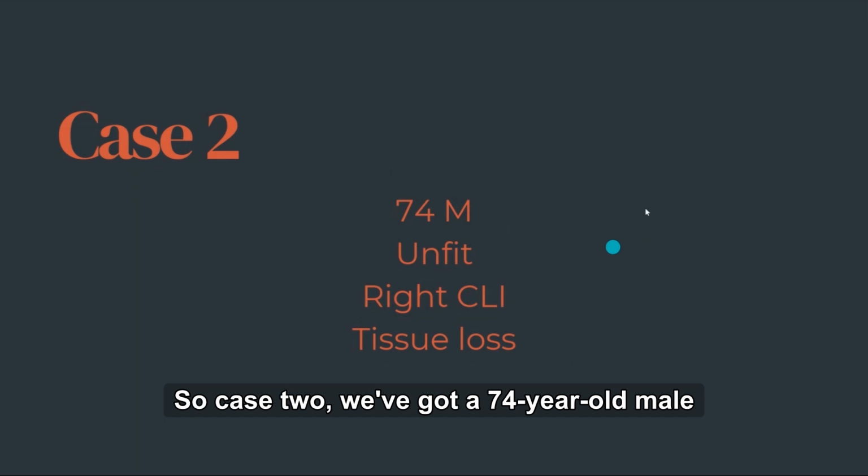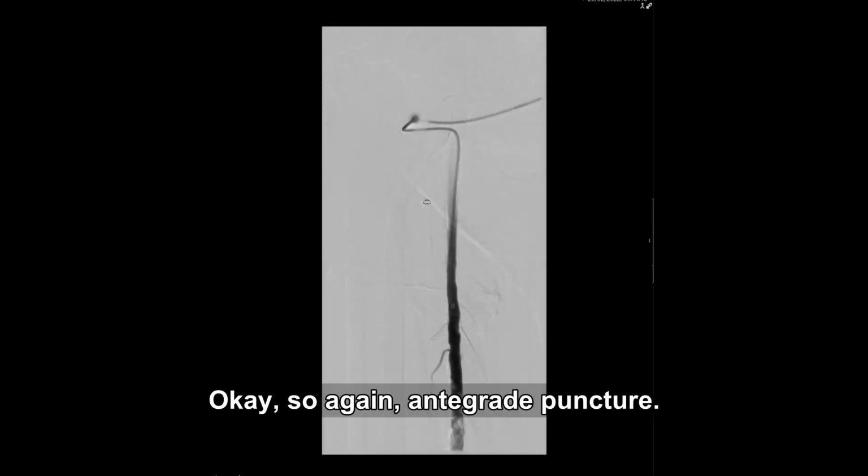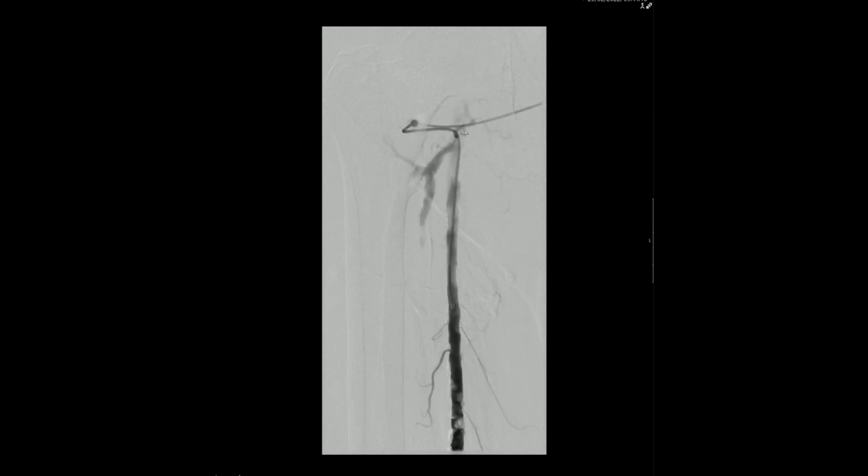So case 2, we've got a 74-year-old male who's unfit, and he's got right CLI tissue loss. Okay, so just load that up. So again, antegrade puncture. What you'll see here, this is actually not a really good puncture by me. This is low. You've got the profunda here, you've got the superficial femoral artery, and I've just punctured there.